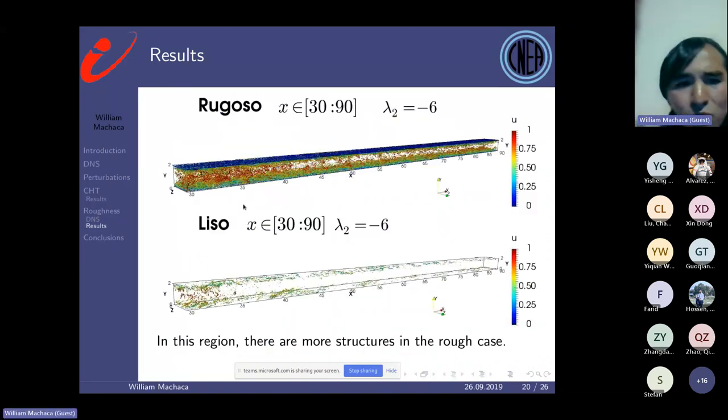Then, in this figure, we can see the vortex structure downstream at x approximately 30. In the upper figure, we can see the results of the rough case, and in the lower figure, we can see the vortex structure for the smooth case. We can see that there are more structures in the rough case in this region. Using the analysis of the vortex structures and the friction Reynolds number, we can conclude that downstream, where the hairpin vortices populate the channel cross section, the roughness exerts great influence on turbulence quantities.